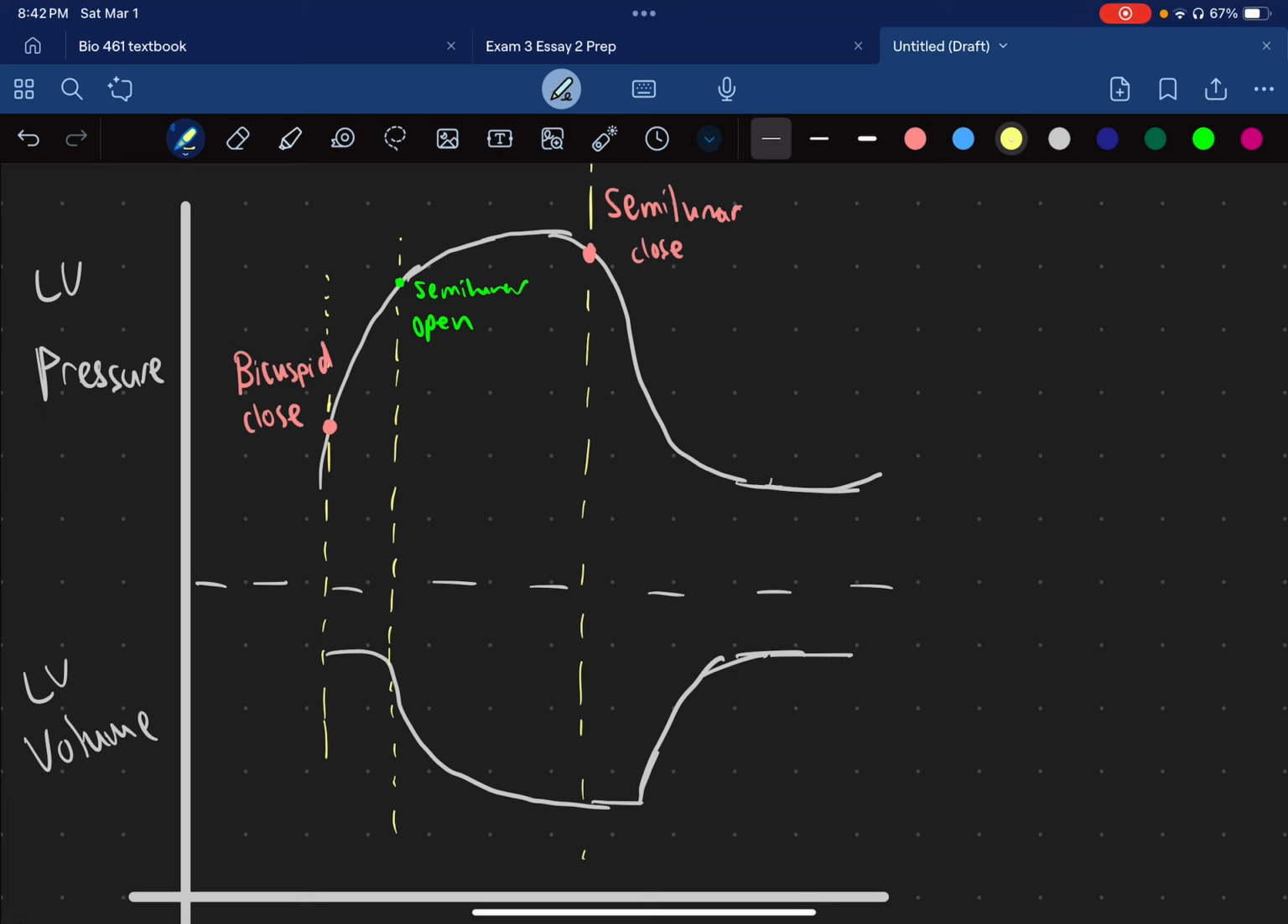And then eventually all the blood is shot out. The pressure will be higher in the aorta than the ventricle, and the semilunar valve is going to close. And once it closes, we're going to have isovolumic relaxation here. And then right here is going to be where our bicuspid reopens.